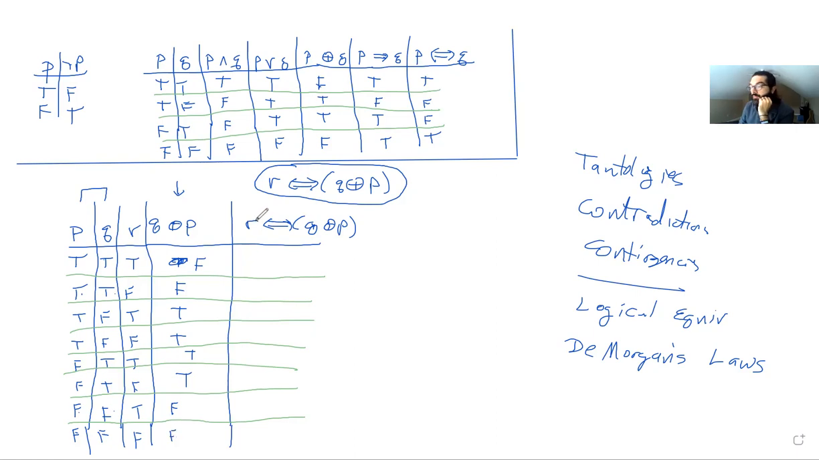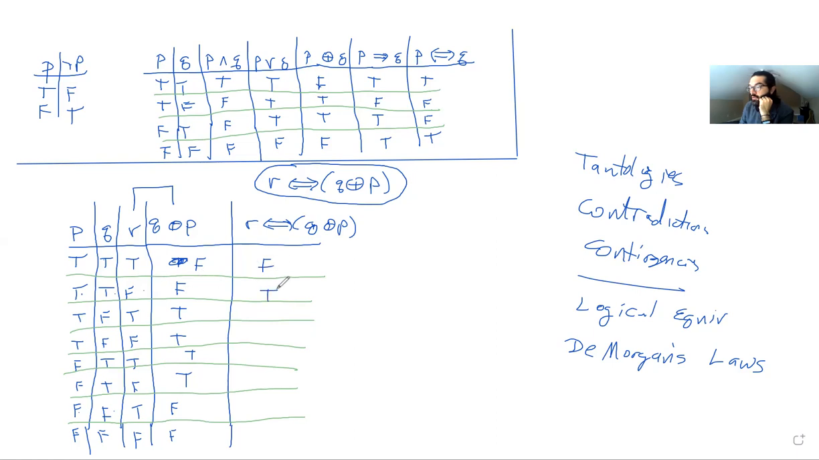And then we look at R if and only if Q XOR P. So now we're going to be looking at this column right here. And the way if and only if works is if they're both true, it's true. If they're both false, it's true. Otherwise, it's going to be false. So the 2 columns we care about are the R column and the Q XOR P column. So here we have true if and only if false is false.